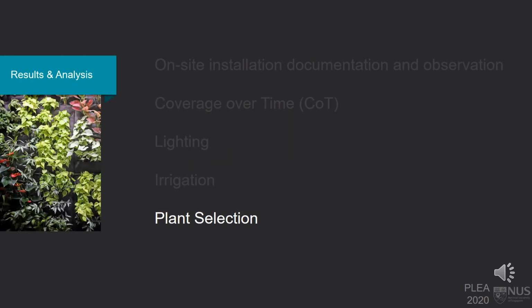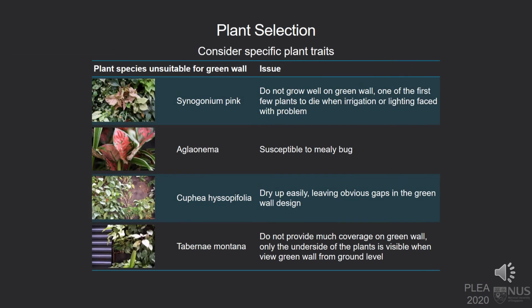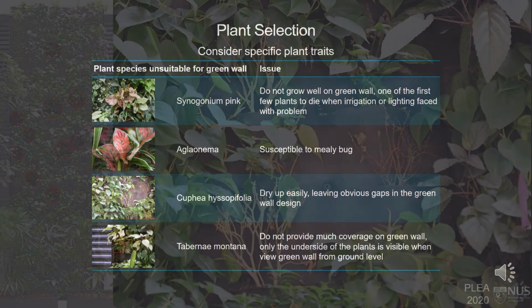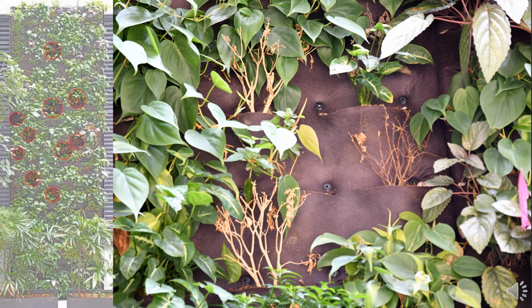Last is plant selection. Some of the species do not grow well on green walls or are susceptible to mealybug problem or easily dry up. This is an example of drying up of plants. The replacement rate for this plant is extremely high.